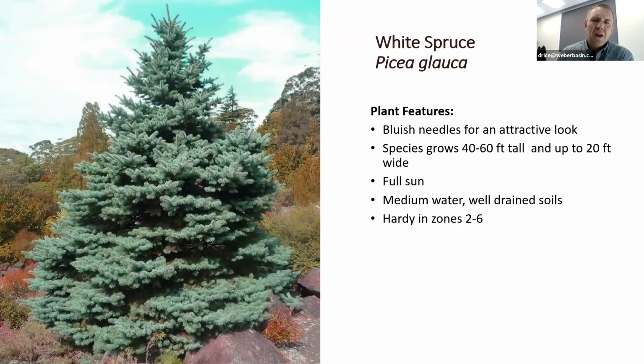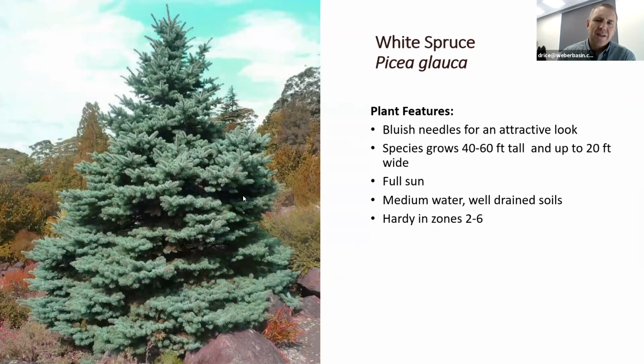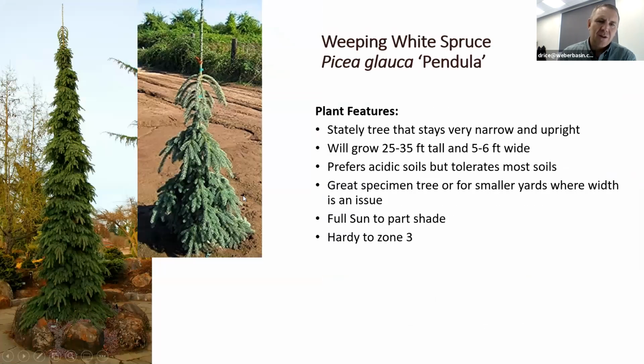White spruce, Picea glauca, has bluish needles, very attractive. The species of this can get really large. So here's white spruce, here's weeping white spruce. This is exactly the same species plant. Here's the cultivation of it: more narrow, a little shorter, a little more suitable to a residential landscape, with a more unique look. It kind of weeps a little bit, a little drooping form. And these are beautiful too.